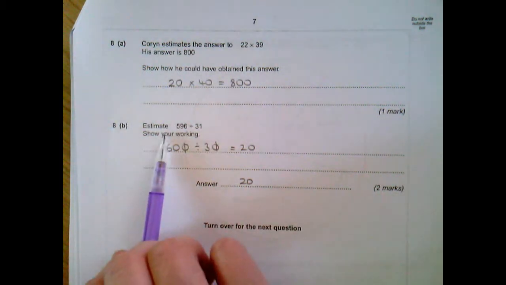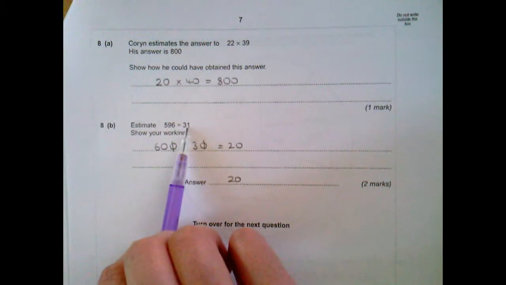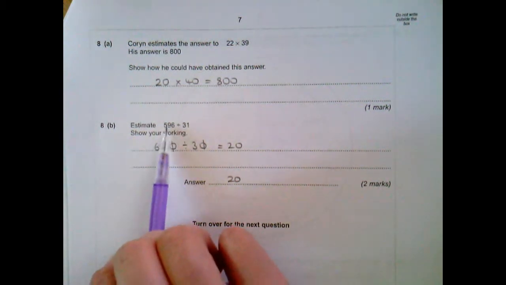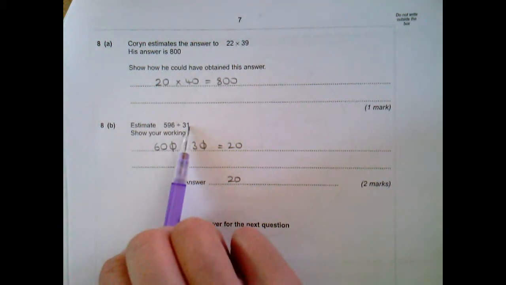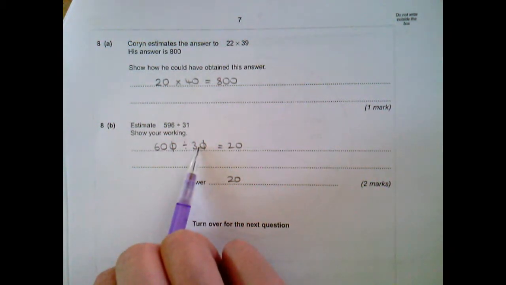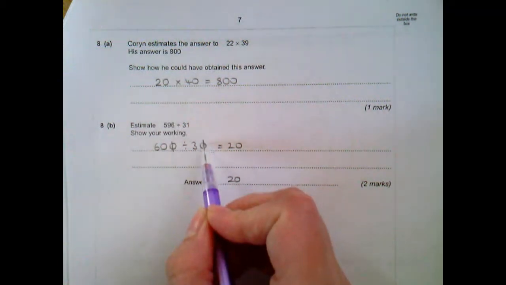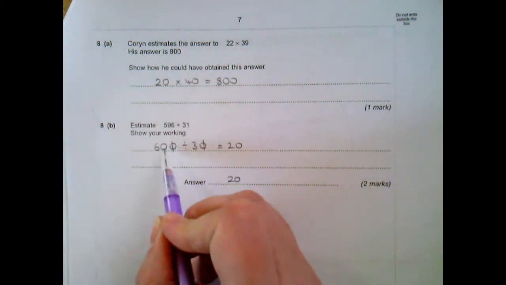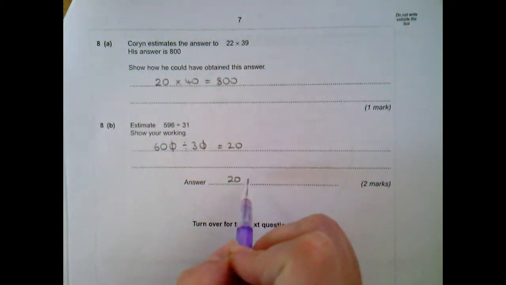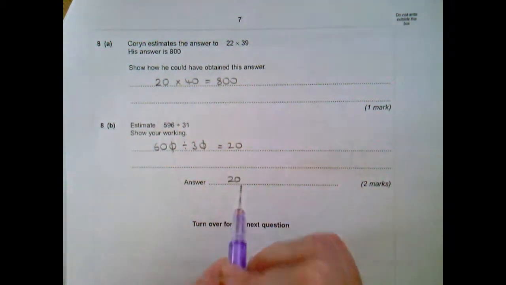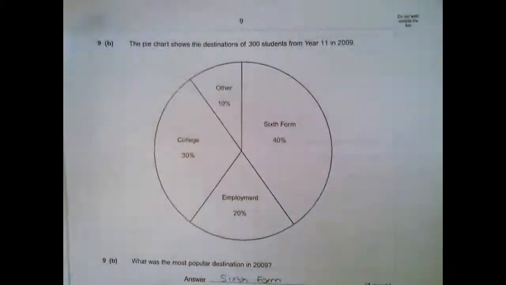Part B, estimate 596 divided by 31 and show your working out. So because this number's in the hundreds, you round it to the nearest 100, which would be 600. And 31 is in the tens, so round it to the nearest 10, so it would round to 30. 600 divided by 30 without your calculator, I would take a naught off there and a naught off there and just do 60 divided by 3, which gets you 20. And you do not need to go adding a naught back in there at the end. Once it's gone, it's gone.